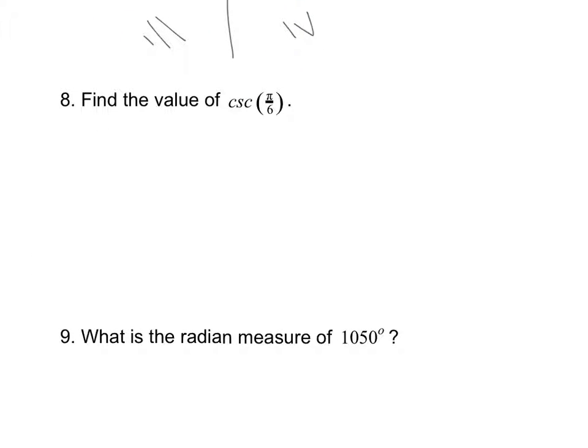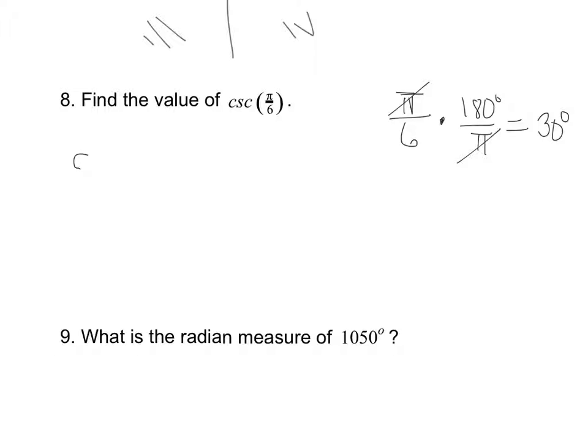Okay, number 8 says find the value of the cosecant of pi over 6. Now pi over 6 is a radian measure, and if we look at our chart, everything is in degrees. So the first thing I'm going to do is convert this to degrees. So anything that's in radians, to go to degrees, I'm going to multiply by 180 degrees over pi. So these pi's will cancel, so this really turns into 180 divided by 6, which is 30 degrees.